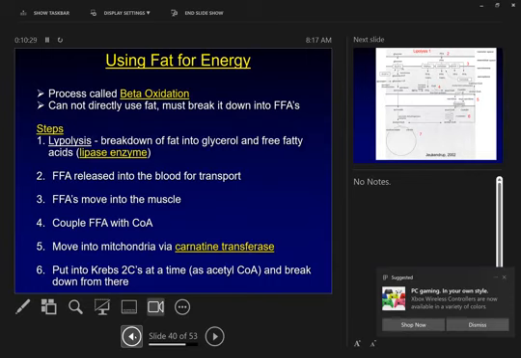Talk about the lipase enzyme, and then we'll get into this other enzyme down here, where we move back into the mitochondria. It uses an enzyme called carnitine transferase. So I put the enzymes on here because these are again going to be places where we can help control the rate at which all of this happens.